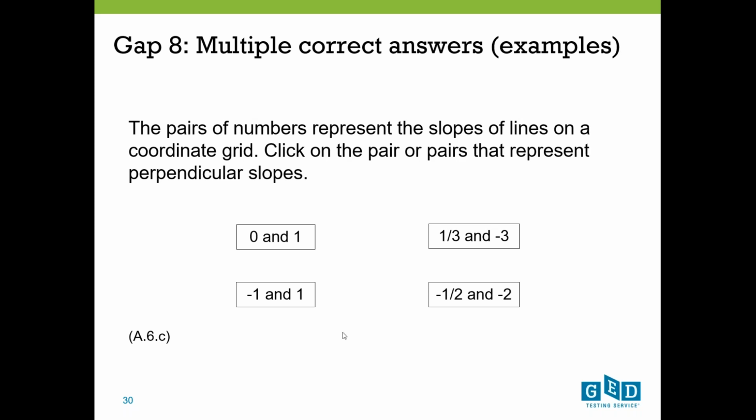Okay. These numbers represent slopes of lines on a coordinate grid. And we want test takers to click on the pair or pairs that represent perpendicular slopes. So the bottom left, -1 and 1, and the top right, 1/3 and -3, those are the correct answers. To get this item scored correct, a test taker would have to click on the bottom left. They would have to click on the top right, and that would be it.